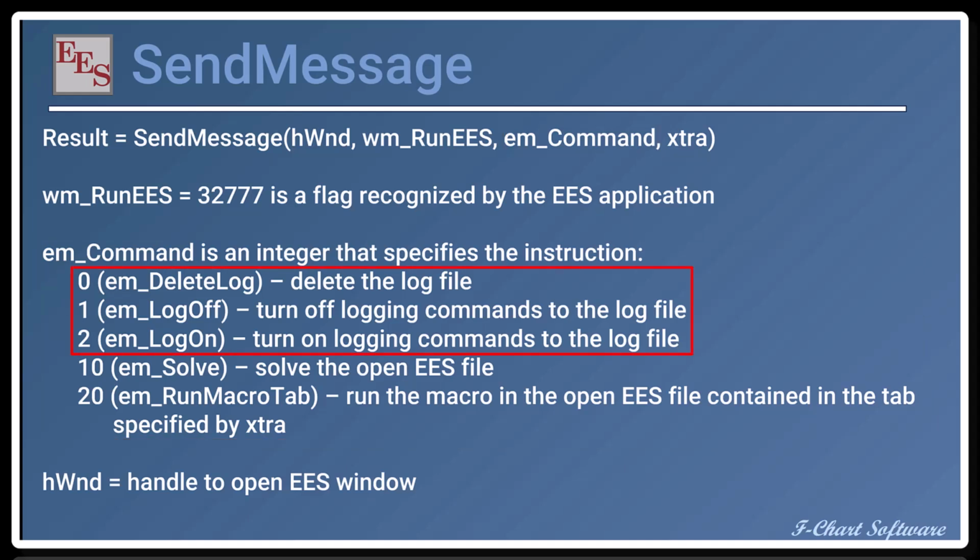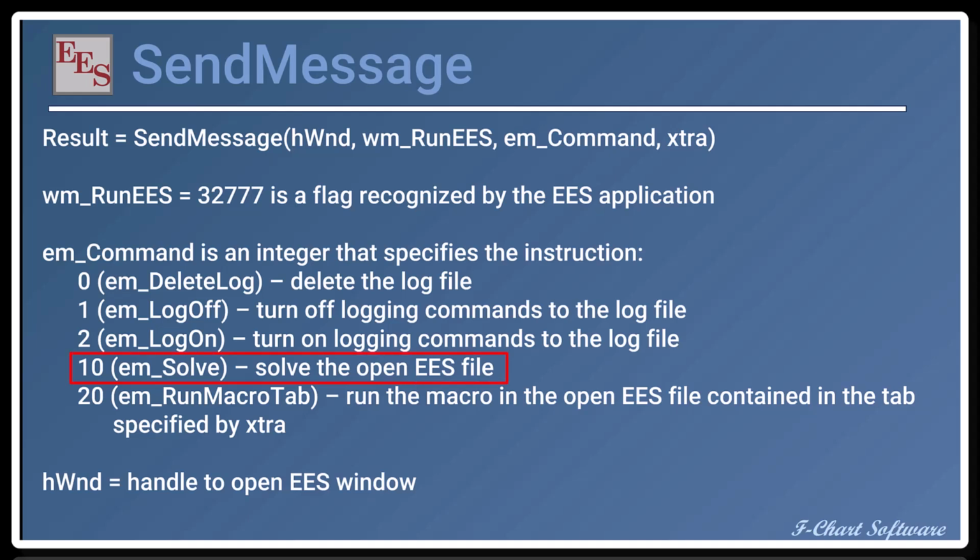The first three choices correspond to manipulating a log file that will log the commands executed during the process, which is really useful if you're trying to debug what's going on. The log file itself is going to be maintained in whatever folder you have EES installed in, and it's going to be called EES call from app.log. If you send a 0, which is em delete log, then it'll delete the log file. If you send a 1, so em log off, it's going to turn off logging. And if you send a 2, so em_log on, then it's going to create the log file if it doesn't already exist and start logging to the file.